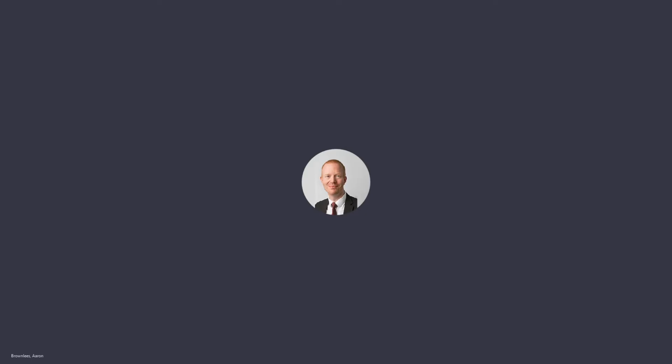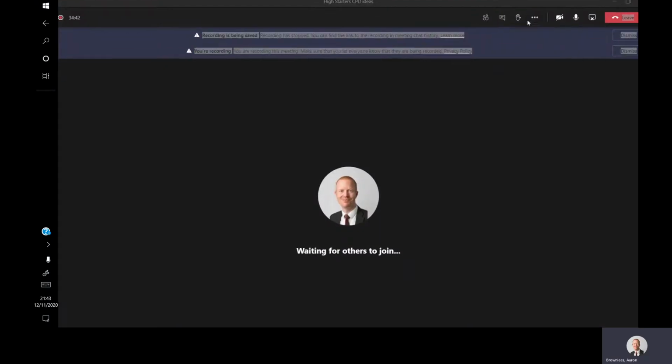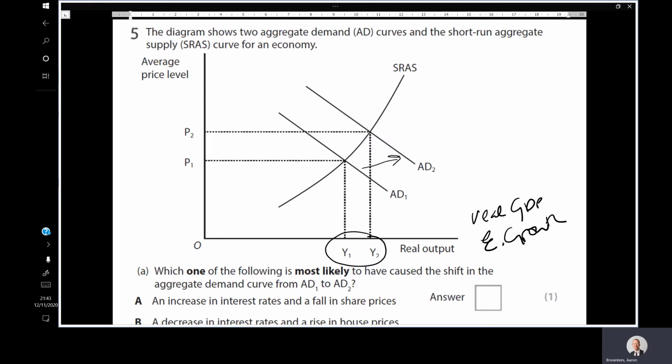Okay, so the diagram that we're looking at there is question 5. It shows two aggregate demand curves and a short-run aggregate supply curve for an economy. As you can see, the aggregate demand is shifting outwards. This is causing an increase in real output or real GDP. Therefore, we know that this economy is growing. It's also inflationary as it's increasing the price level.